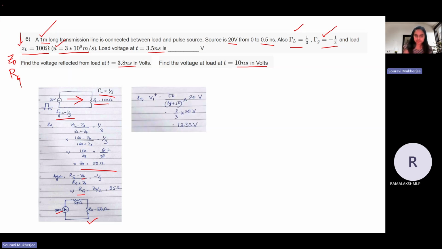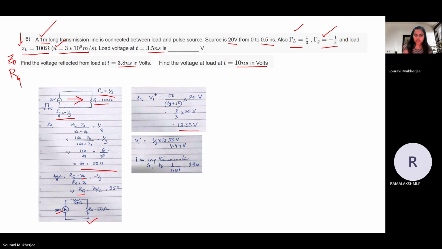So what you have to do is when you find V1 plus, this is the ratio that we just discussed, right? So that is 13.33 volts. You start with 20, but the signal that starts at t equal to 0, when it reaches the load at 0.5 nanosecond, will be 13.33 volt. And how much of it will be reflected back? That will again be 1 by 3, one third. So this is 4.44 volt.